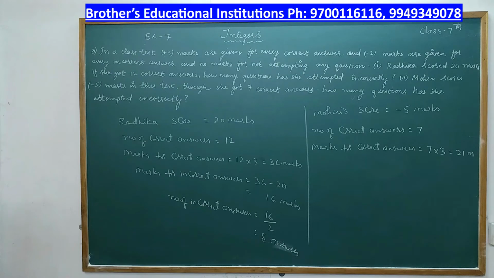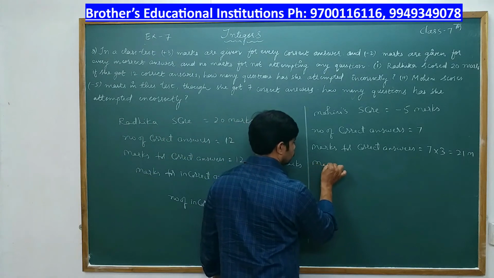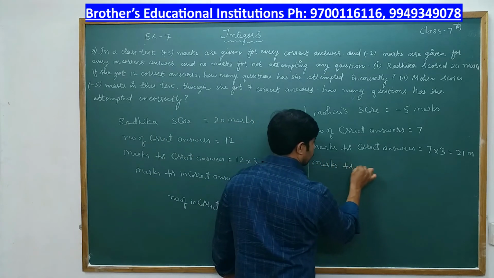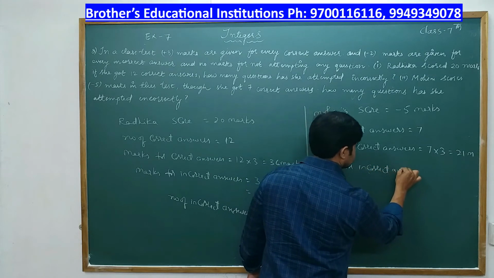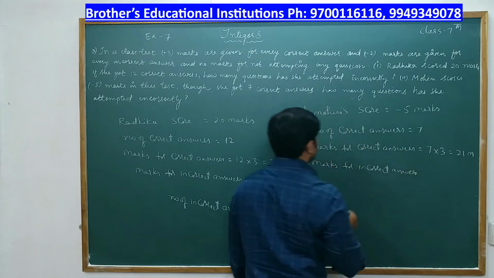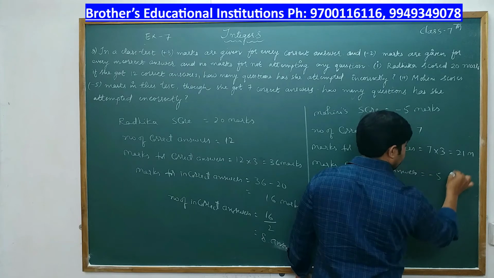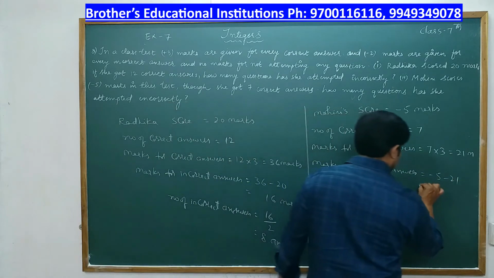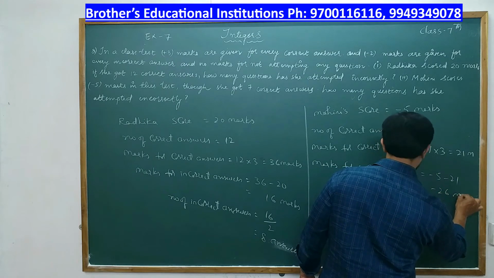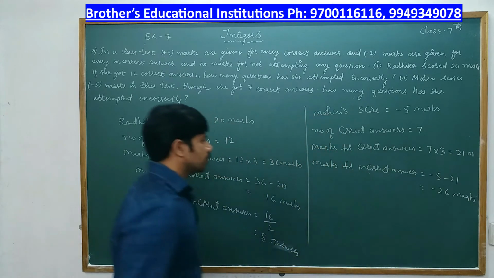How many questions has she attempted incorrectly? Same, we have to find out. So marks for incorrect answers we will find. From the total score, the total score is minus 5, you have to subtract this 21. So minus 5 minus 21 is minus 26 marks. For incorrect answers she got minus 26 marks.